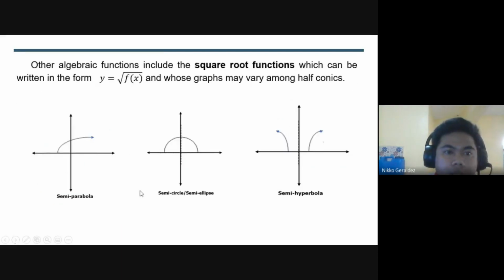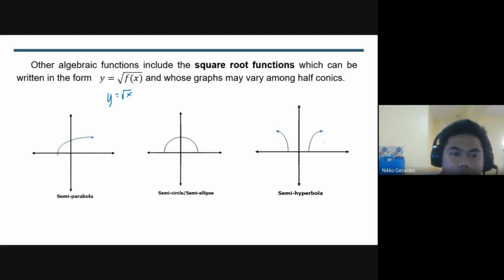So next, we have radical functions, written in the form y is equal to the square root of f of x, and whose graphs may vary along half conics. So it can be a semi-parabola, semi-circle, semi-ellipse, or semi-hyperbola. Di ba, yung example natin kanina, y is equal to square root of x. Semi-parabola siya.